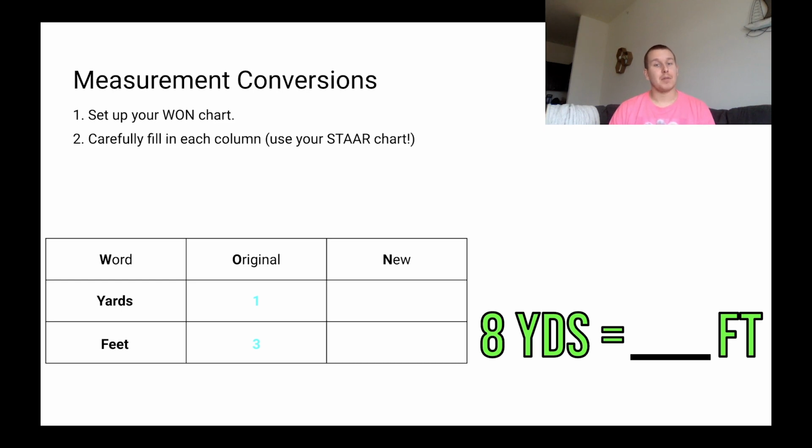And then new is going to be the new conversion that you're looking for. We want to know how many feet are in 8 yards, but we don't quite know yet how many feet are in there. So I put an X there. You could put a question mark, you could put Y, you could put a potato. It doesn't matter. We're just using it as a variable to show that it's an unknown quantity.